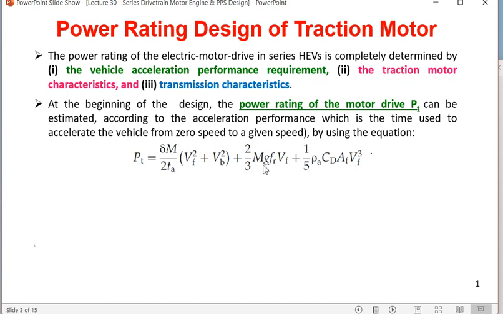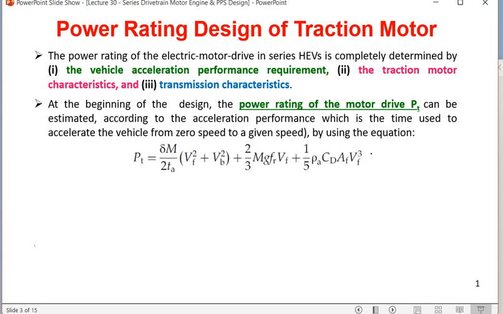So this 2 by 3 comes only in case of electric vehicle. Similarly, in case of IC engine based vehicle, this 1 by 5 is not there, it is 1. In case of electric vehicle, it is 1 by 5. Then rho A, CD, A, VF cube, all those things are as it is, as we have found in case of IC engine based vehicle. So this PT formula is what we find in case of electric vehicle. In module 4 first part, we have seen this equation.